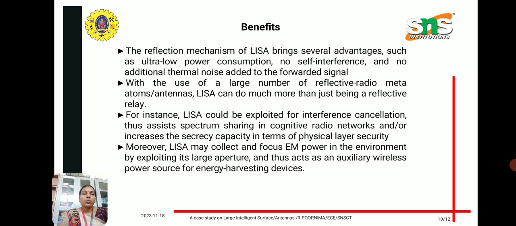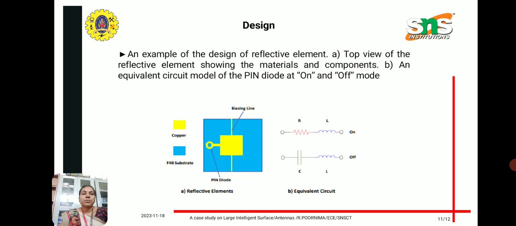LISA can do much more than just being a reflective relay. It is used for interference cancellation, assists spectrum sharing in cognitive radio networks, and increases the secrecy capacity in terms of physical layer security. It can also collect and focus the electromagnetic power in the environment by exploiting its large aperture, and acts as an auxiliary wireless power source for energy harvesting devices.